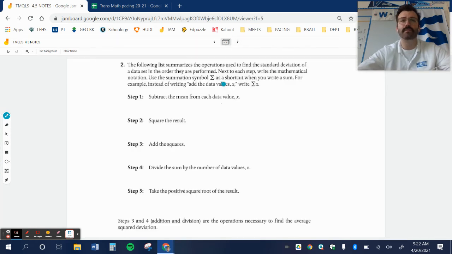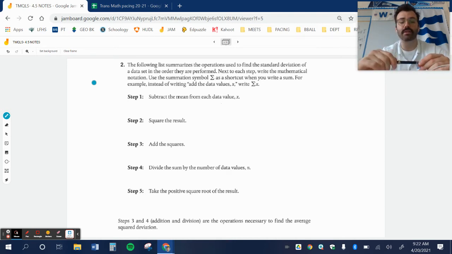All right, so the following list summarizes the operations used to find a standard deviation of a data set in the order that they are performed. Next to each step, write a mathematical notation using the summation symbol as a shortcut. For example, instead of writing "add the x values," write sigma x. That big Greek letter sigma means sum in math.